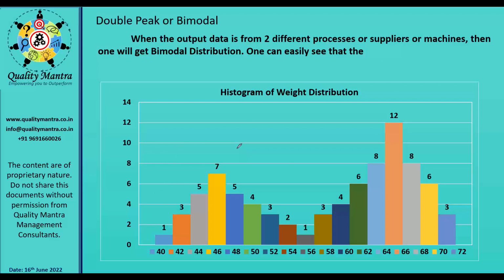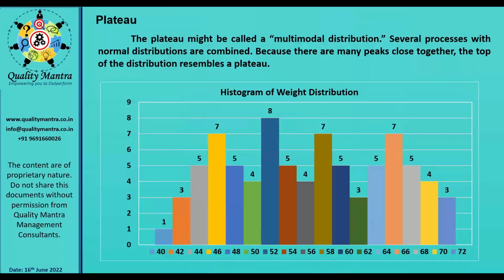Even with the supplier, if you are checking the tensile strength, the hardness, or the dimensional properties of the material received from different suppliers, you will get different material altogether. You can see the different pattern.